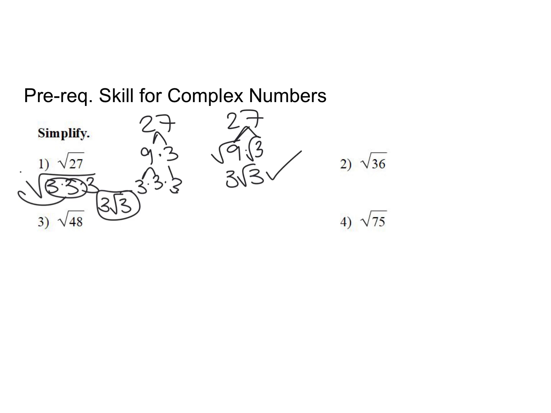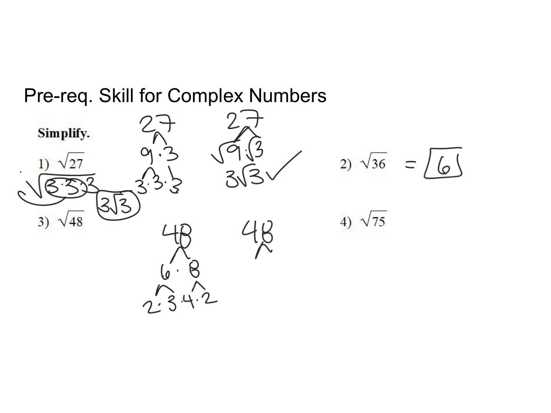And then for number 2, I know the square root of 36 is a perfect square, and so that would just be 6. For number 3, I can break apart 48 by making a factor tree, or I can look for the perfect square in 48. So I'll try to show you both methods here. And this is a reminder. We've already done this, but it's going to help with what we're doing today.